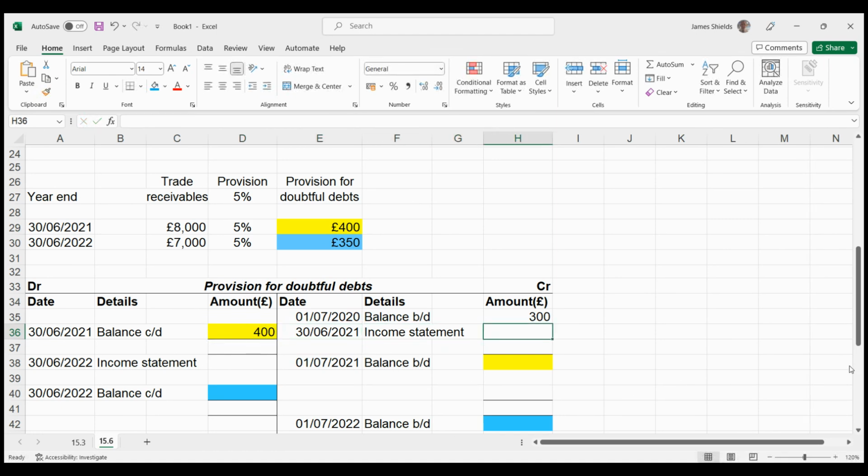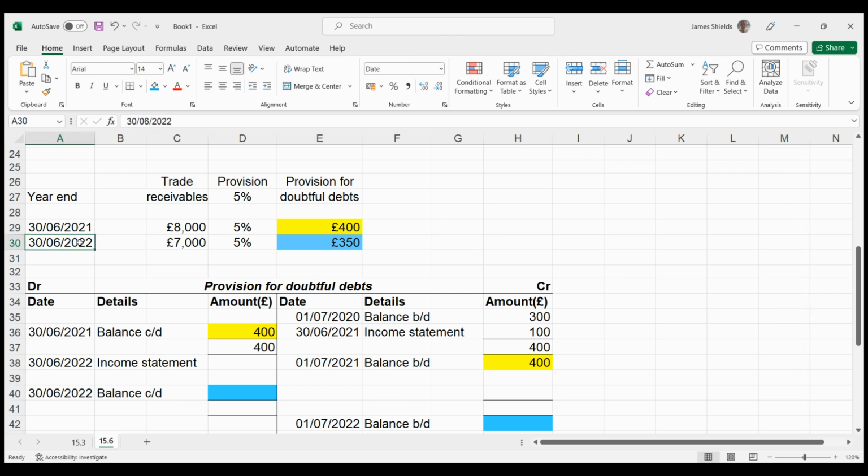Now we've got our little T account for the year ended 30th of June 2021. The debit side totals 400 and the credit side totals 300. Now the two totals must be the same, so we'll always put in the biggest total, so it's going to be 400 on the credit side as well. Then the difference between the £400 carried down and £300 brought down is £100, and that goes to our income statement. Now we've got a balance carried down on the 30th of June 2021, which means we've got a balance brought down on the following day on the opposite side, so that's going to be our £400. That's what the business does not expect to receive at the end of the previous year.